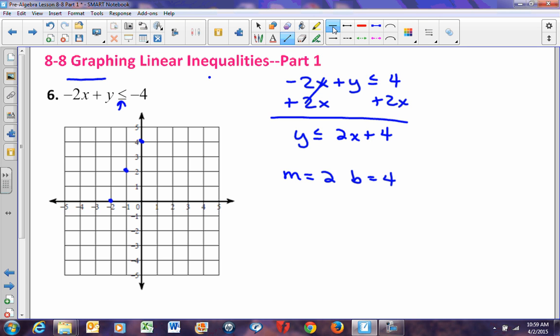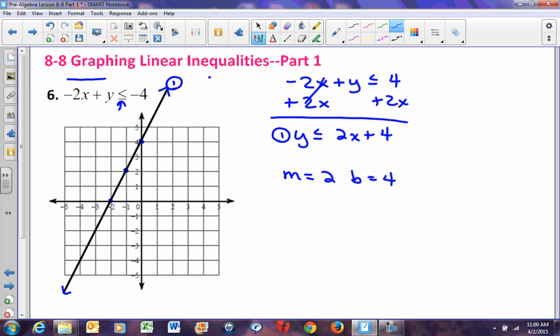The solid line, so I can graph my solid line here. I kind of missed, so I'm going to straighten that out a little bit. There we go. Got a little place for me. Put my arrowheads on it. If I label this equation 1, it doesn't go through the origin, so I can test the origin.